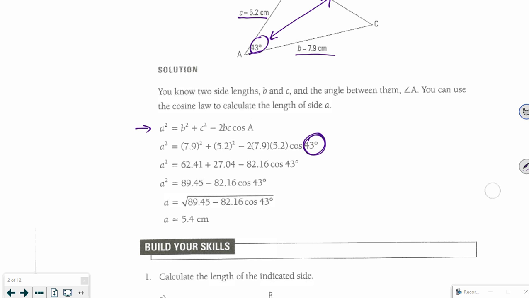Your calculator will do this all in one step as long as you're careful when you put it in. And then when you get to your very last step, you have to take the square root of both sides in order to cancel out the squared on the A. We're not looking for a squared, we're looking for a. So you need to make sure you cancel that out. It's going to give you an approximate answer, but approximately 5.4 in this case.